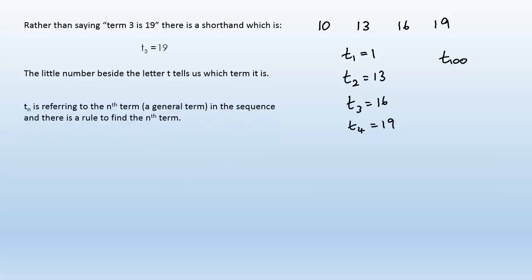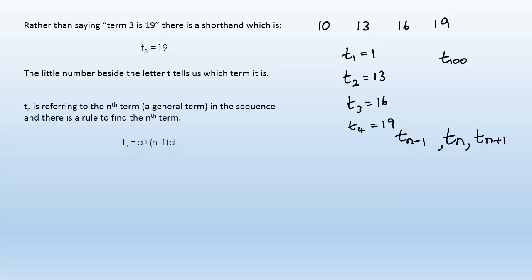Tn, it's worth looking at Tn. Tn is referring to the nth term, and that means it's a general term, and n can be any number we choose later on. So it's a general term in the sequence, and there is a rule to find the nth term, and we'll look at that in a moment. But just bear in mind that the term after that would be Tn+1, and the term before would be Tn-1, because n+1 is 1 more than n, and n-1 is 1 less than n. So let's look at the rule for the nth term for this type of sequence.